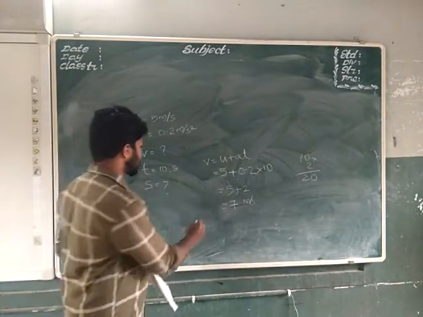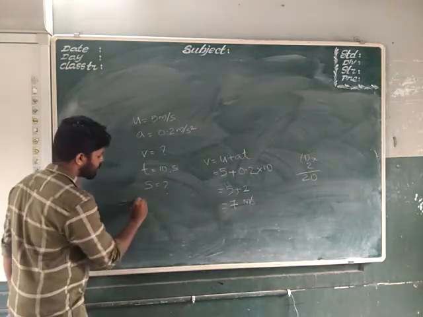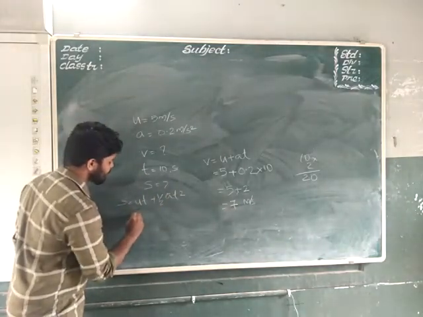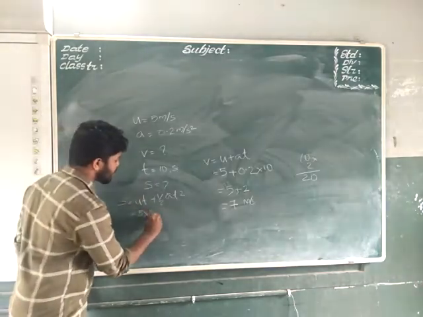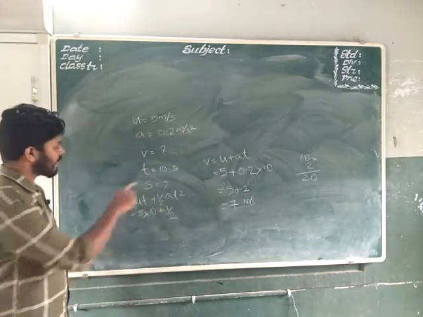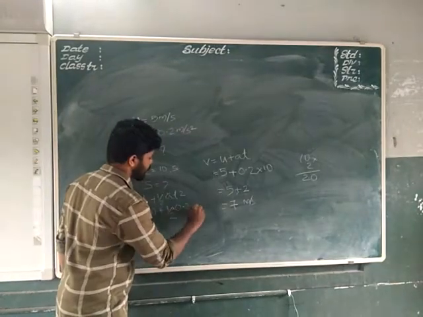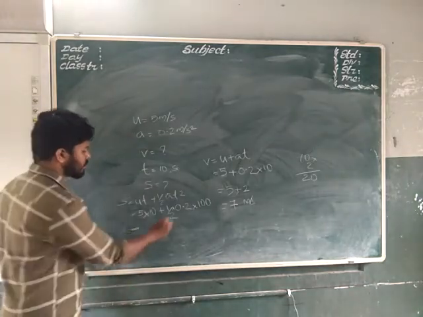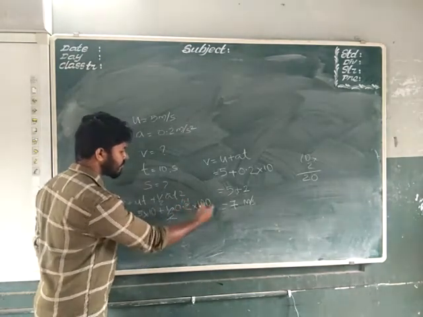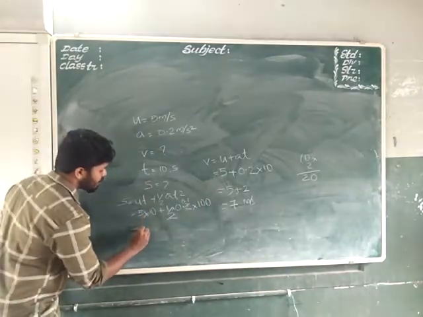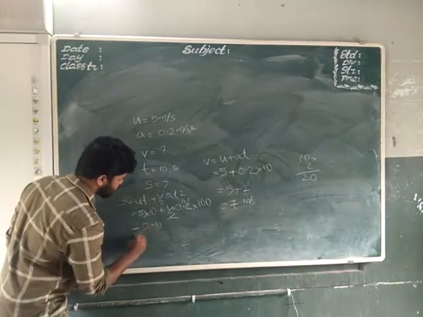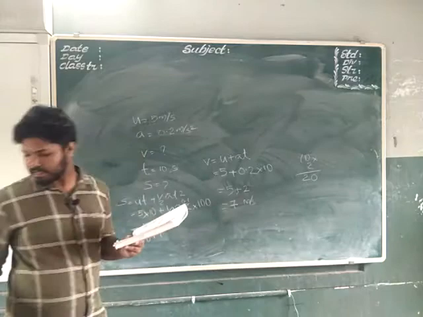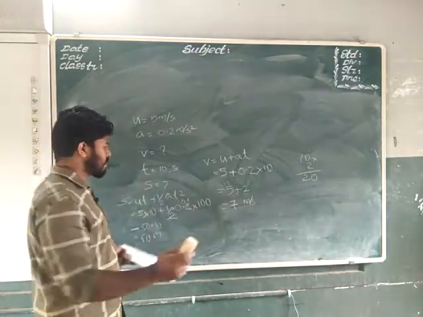Now we have to find the distance. S equal to ut plus half at square, and here u is equal to 5 into t 10 plus half into a is equal to 0.2 into t square is 100. So this gets cancelled, it becomes 0.1. 0.1 into 100 means 10. Okay. 5 into 10, 50. 50 plus 10 is equal to 60 meter. So S equal to 60 meter and final velocity is equal to 7 meter per second.